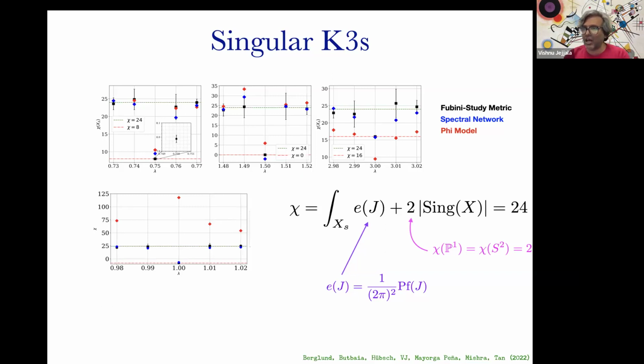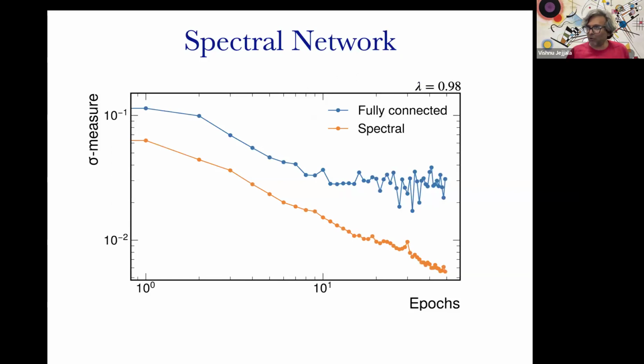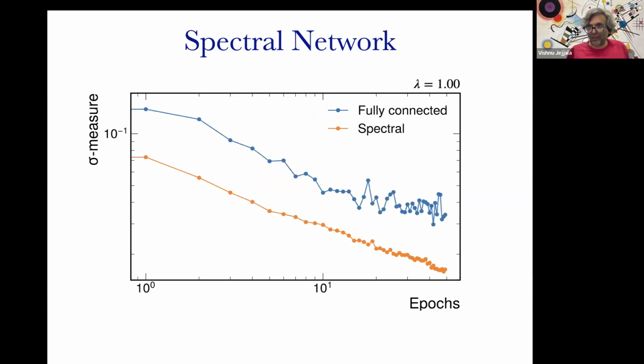The black dots correspond to just using the Fubini-Study metric for these calculations. The blue dots correspond to our spectral network, and the red dots correspond to the spline model I talked about. We see that the spectral network performs best. However, it doesn't perform all that great at the singular points. For example, near the singularity lambda equals 1, this is how the training looks with both the fully connected spline model and the spectral network. We see that even at the singular points, the spectral network performs the best.